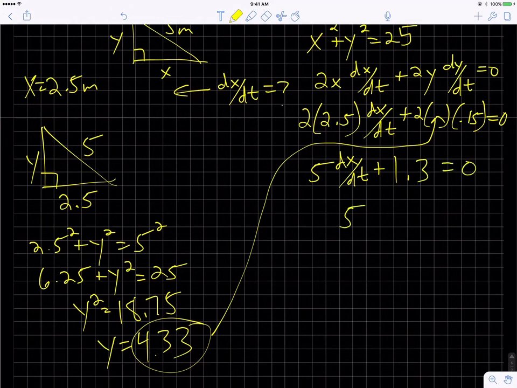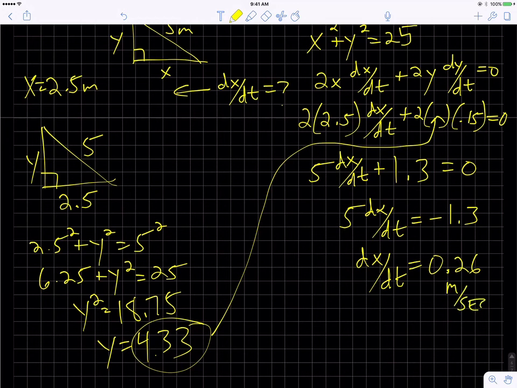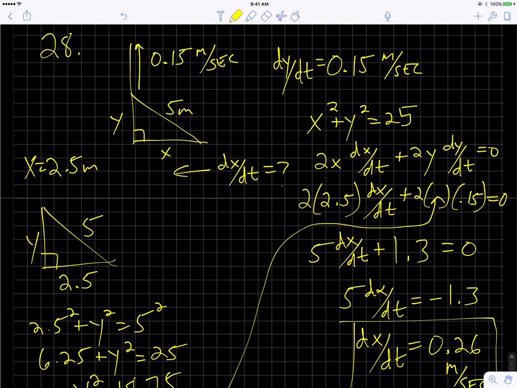Subtract 1.3. Divide by 5. And that's 0.26. That's a linear distance. So we're talking about meters in this problem. Yeah, so it's going to be meters per second because we're talking about a length. So it's not meters squared or anything. You can work through the units if you wanted to.